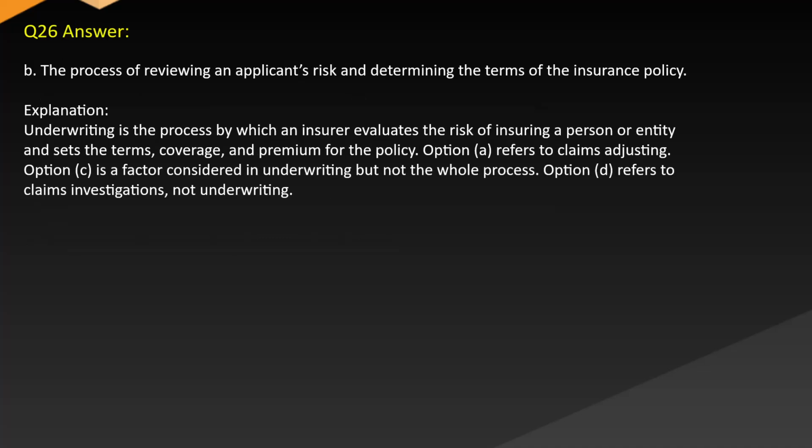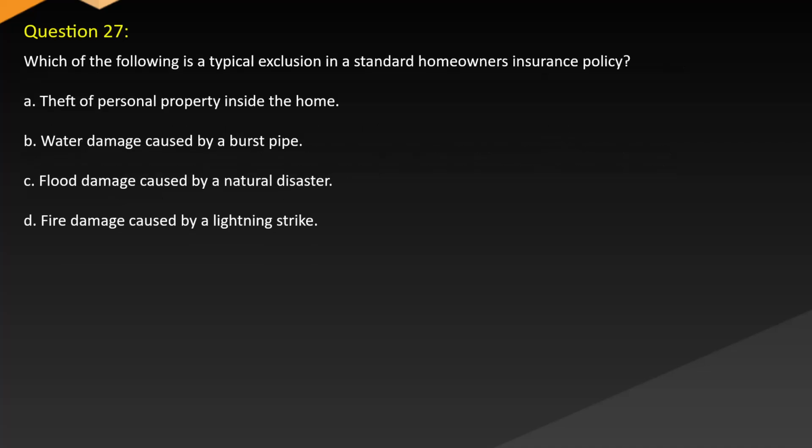Answer B. The process of reviewing an applicant's risk and determining the terms of the insurance policy. Explanation. Underwriting is the process by which an insurer evaluates the risk of insuring a person or entity and sets the terms, coverage, and premium for the policy. Option A refers to claims adjusting. Option C is a factor considered in underwriting but not the whole process. Option D refers to claims investigations, not underwriting. Question 27. Which of the following is a typical exclusion in a standard homeowner's insurance policy?